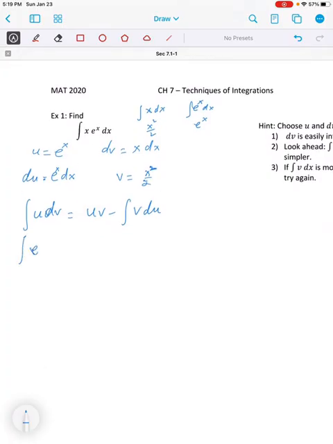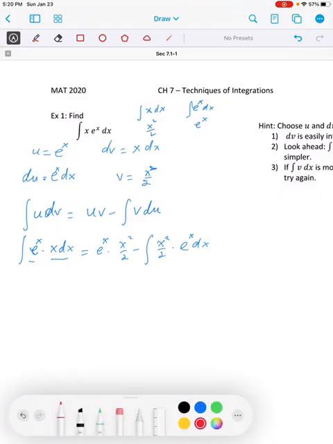Now we plug in. So let's write it like this: integral of e to the x times x dx, because remember this is our u and this is our dv. So it is equal to uv. u is e to the x, v is x squared over 2. So e to the x times x squared over 2 minus integral v, which is x squared over 2, times du, which is e to the x dx.